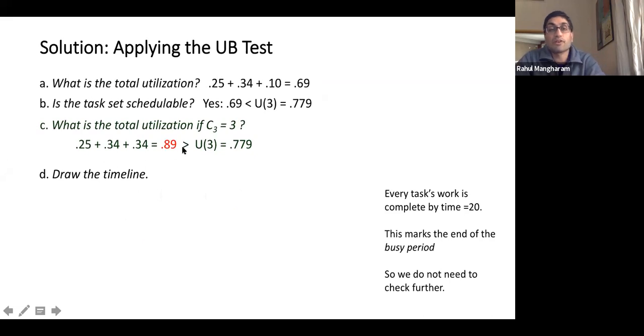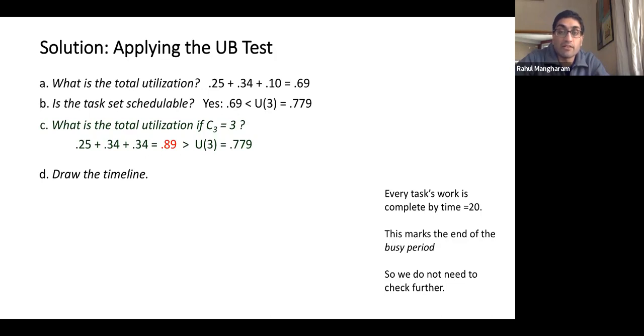And then I need to figure out, well, look, 0.89 is greater than this utilization bound. So the utilization bound test, upper bound test, does not provide me any information now. It just says it's inconclusive, may or may not be schedulable. This test is only a sufficient test. It's not a necessary condition, right?